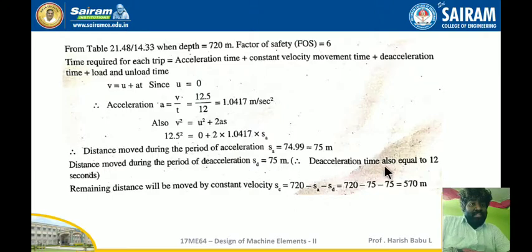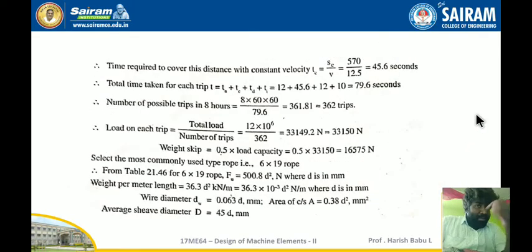So the deceleration time is also equal to 12 seconds. So the remaining distance will be moved at constant velocity. So SC is equal to 720 minus SA minus SD, that is 720 minus 75 minus 75. So I'm going to get 570 meters. So 570 meters is the distance that has been traveled with the constant velocity. So the time required to cover the distance with this velocity, TC, is equal to SC divided by V. So I get 570 by 12.5, which is 45.6 seconds.